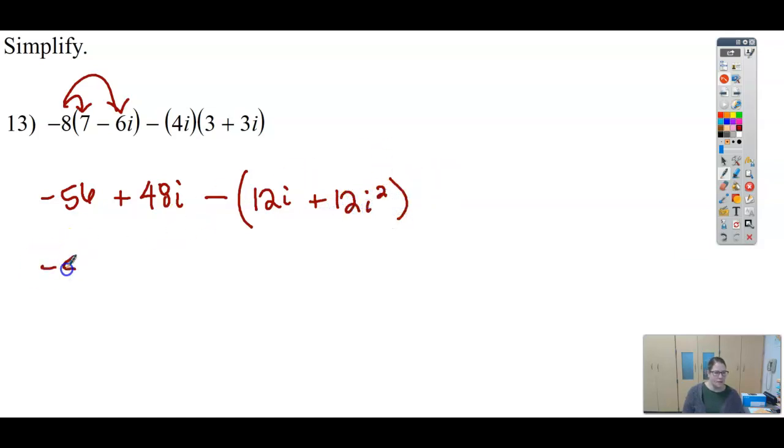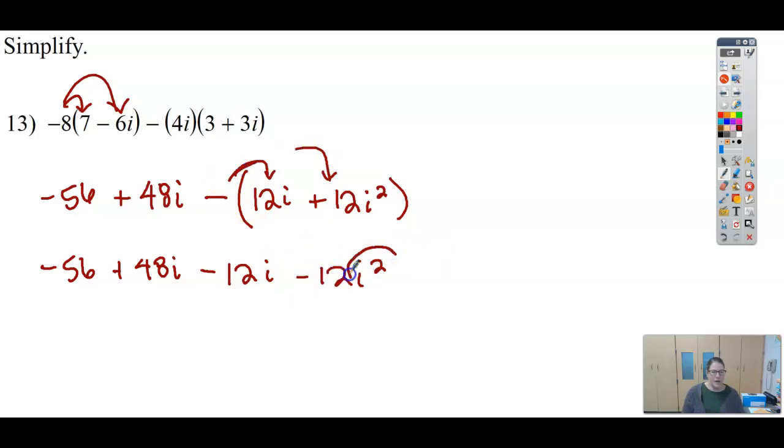And now I'm going to distribute that negative into the parentheses. I could have done it with this. I could have thought of this as negative 4i and multiplied both of these by negative 4i. That would have worked as well. So this will give me negative 12i and then minus 12i squared. And then remember, i squared equals negative 1. So this is going to become negative 12 times negative 1, which is plus 12.